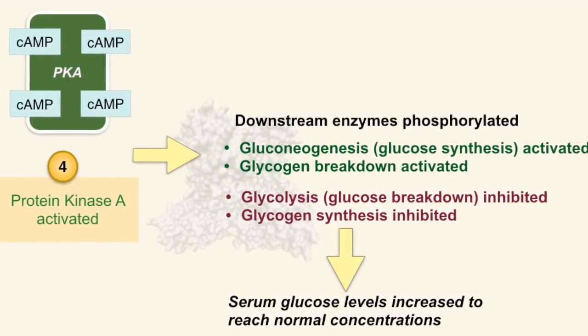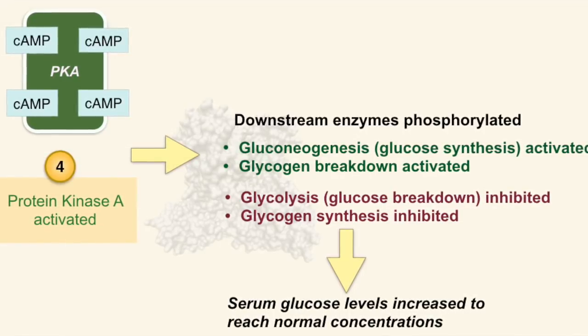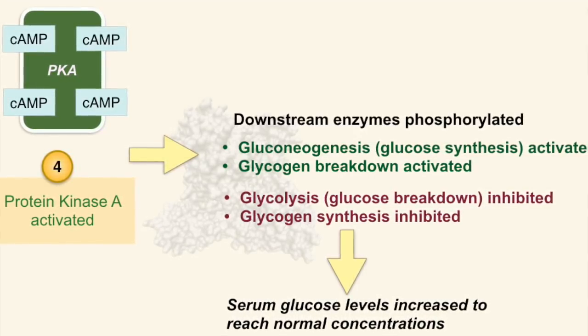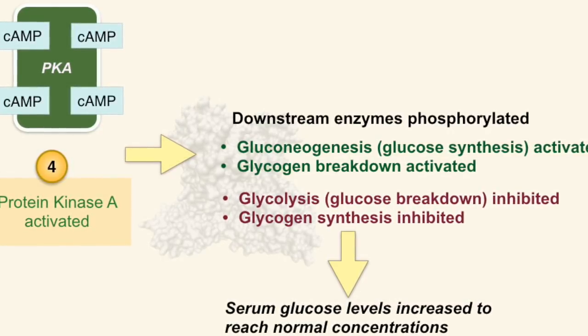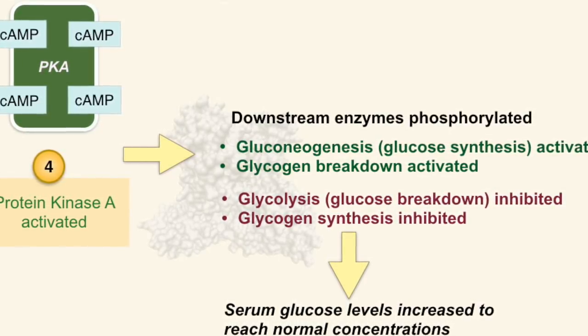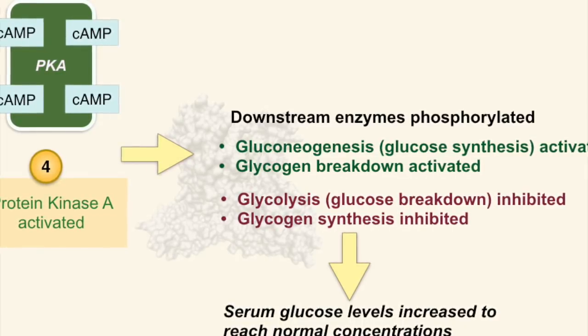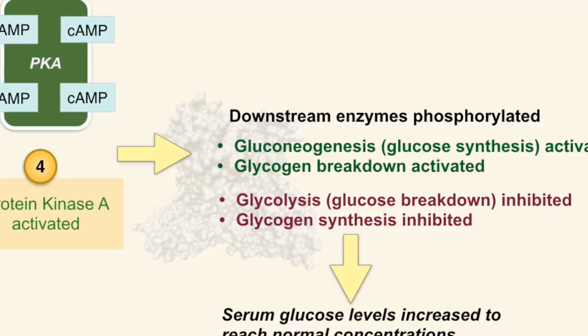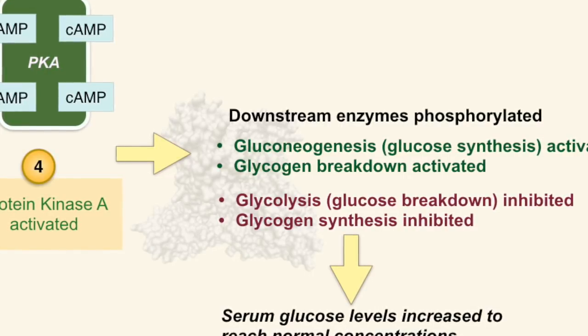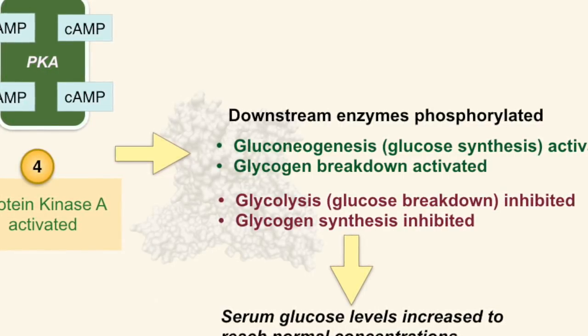Now, as far as glucose breakdown and synthesis, PKA is also involved in the metabolism of glucose, and so the breakdown of glucose is decreased, and the synthesis of glucose is increased. Again, this allows the liver to release glucose that's made into the bloodstream. Why do you want to decrease the breakdown of glucose in the liver cell?